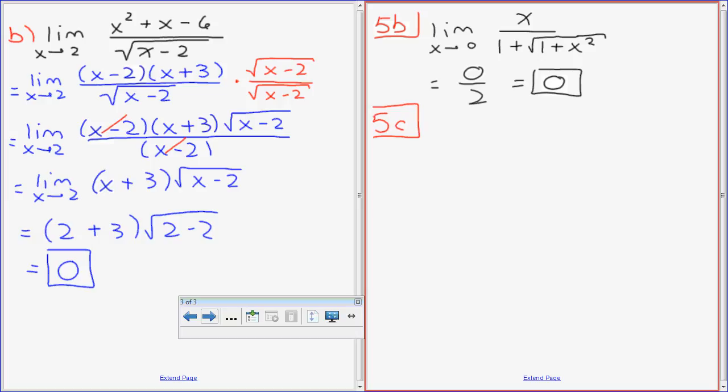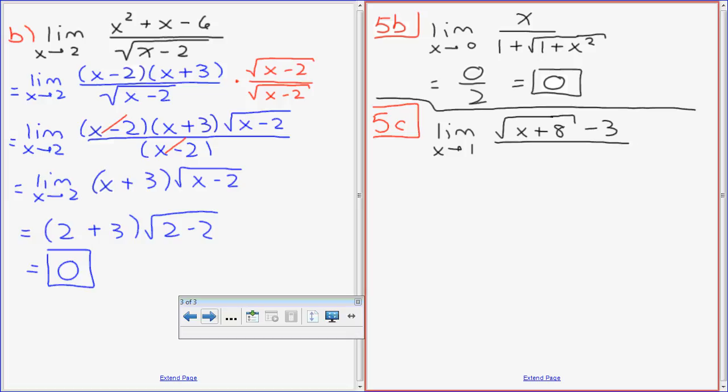Says limits. X approaches 1 of the square root of x plus 8 minus 3. All right, this looks very, very similar to one we did in class yesterday. Okay, it's a little different maybe, but it's pretty close. Luke, I'm even going to give you the first step. You got to use substitution here.